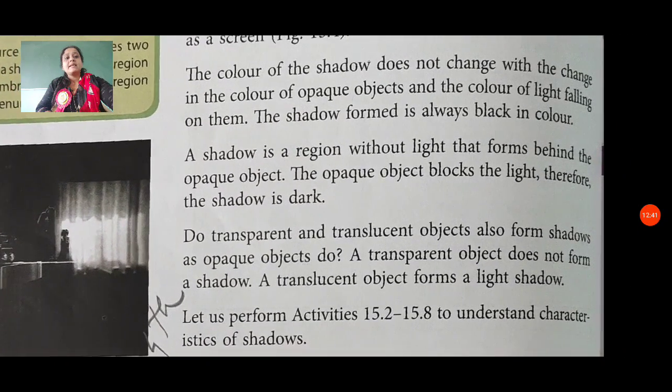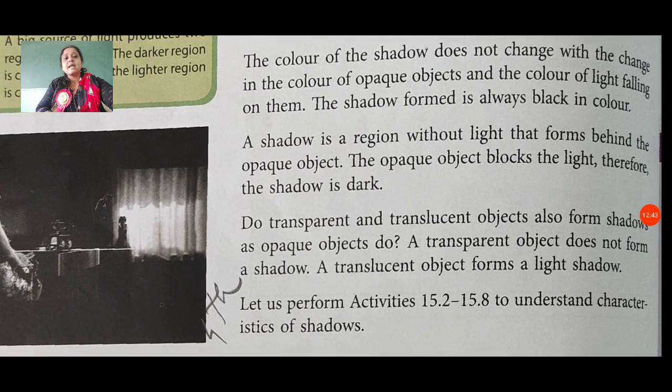Do transparent and translucent objects also form shadows like opaque objects? A transparent object does not form a shadow. Translucent objects form a light shadow. For this, let us perform activities 15.2 to 15.8 to understand the characteristics of shadows. Now we have many activities for understanding the characteristics of shadows.